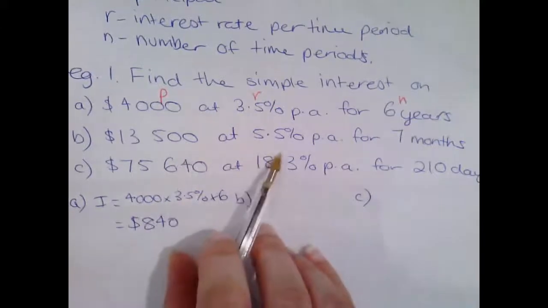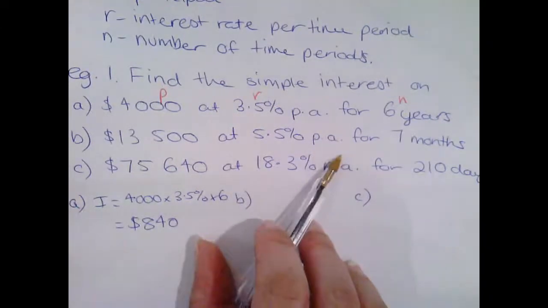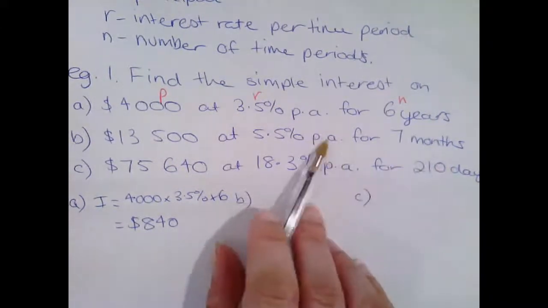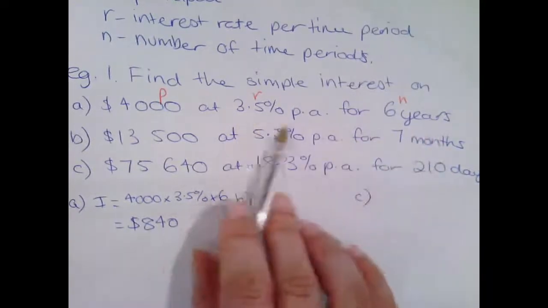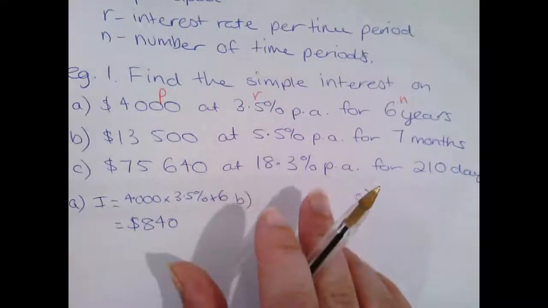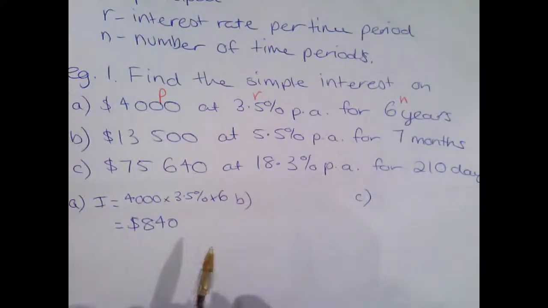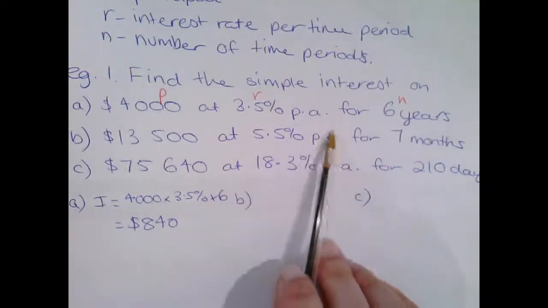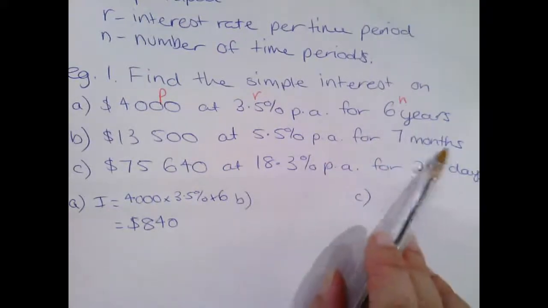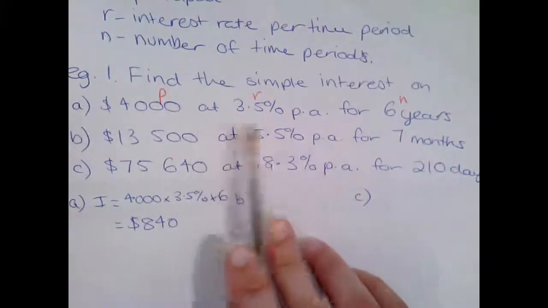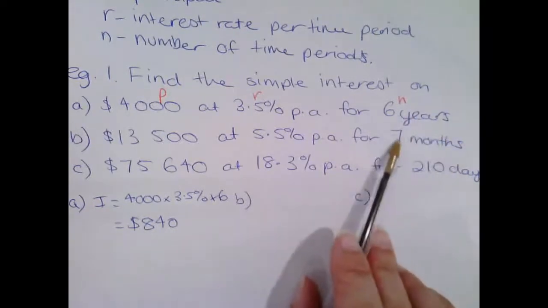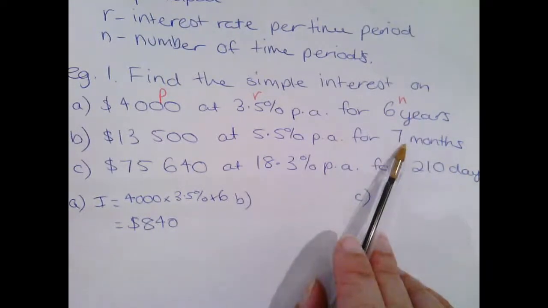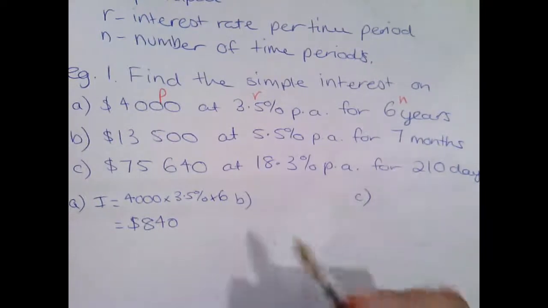Part B, 13,500 at 5.5% per annum for 7 months. So PA means per annum, but we're saying that we're only going to have this amount of money wherever it is for 7 months, not a whole year. Now this is a bit tricky because we've got per annum as a rate and this is in months. I can't just do that times that times that. I need to change this to be a fraction of a year.